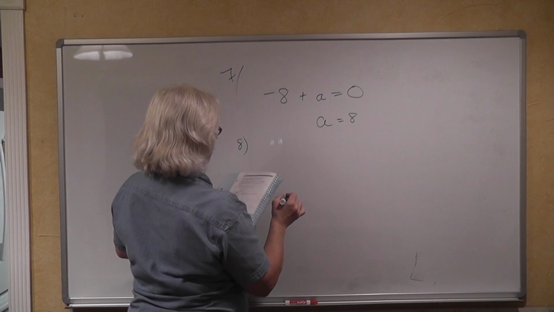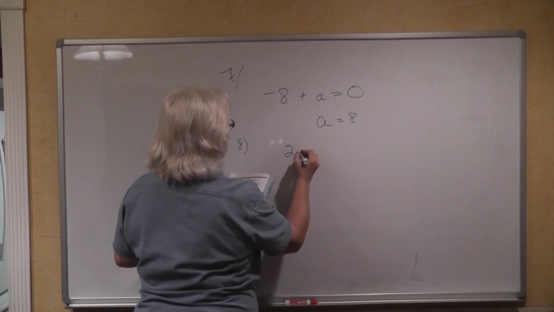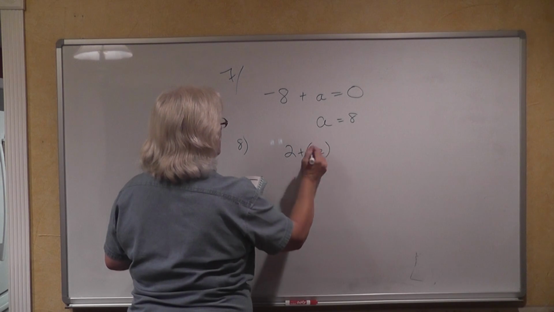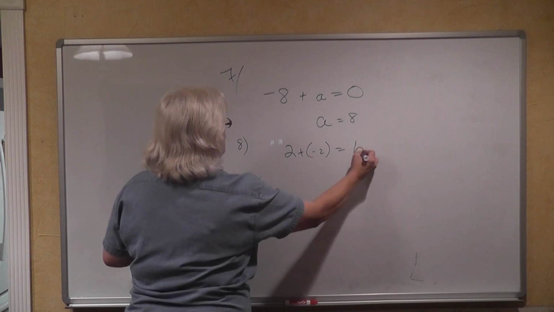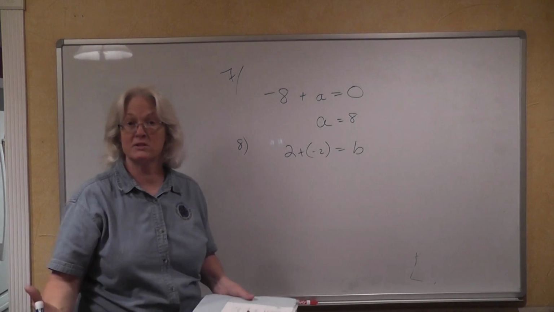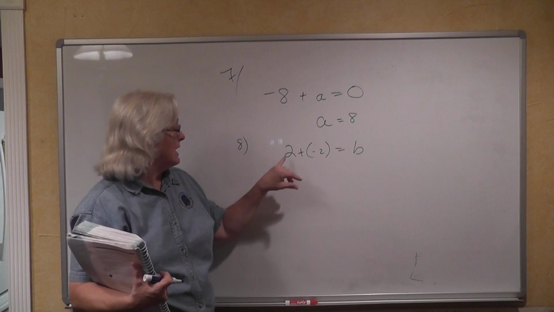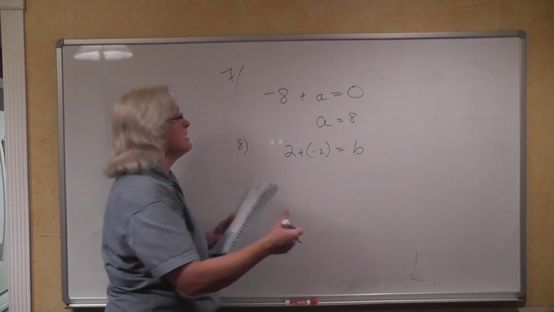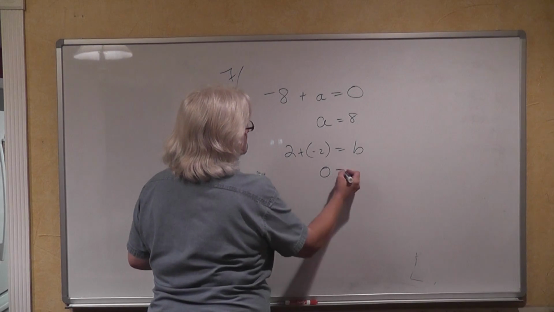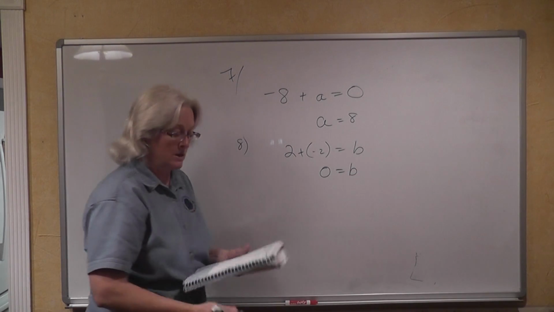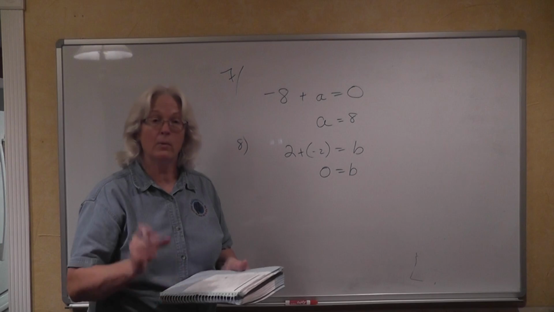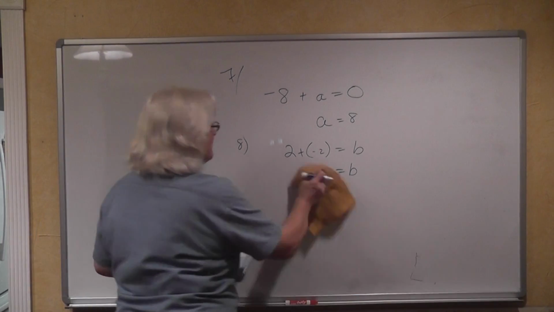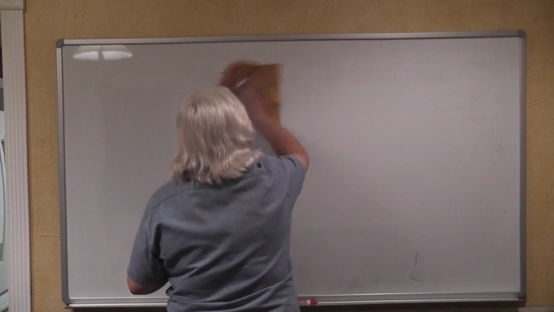Problem number 7, 2 plus the opposite of 2, or a negative 2, is equal to b. What's that answer going to be? A number and its opposite is always equal to 0. So b is equal to 0. Now we have two problems where we are going to evaluate, and this will be very, very easy for you, I believe.